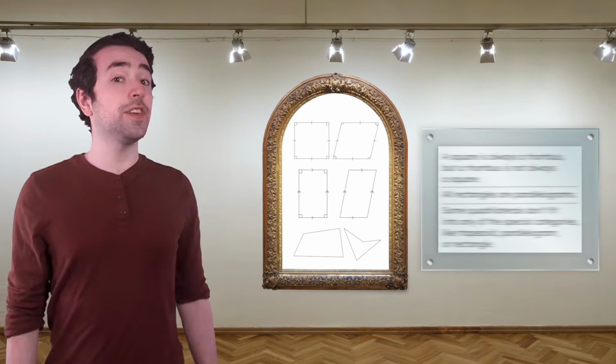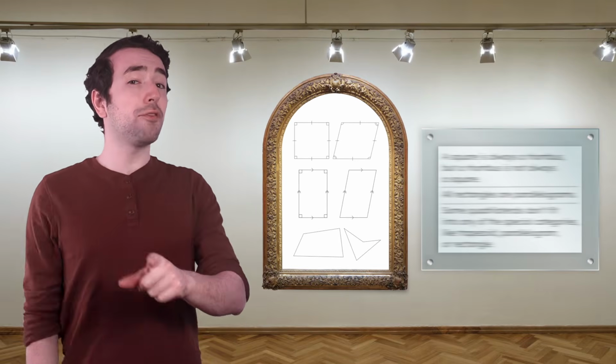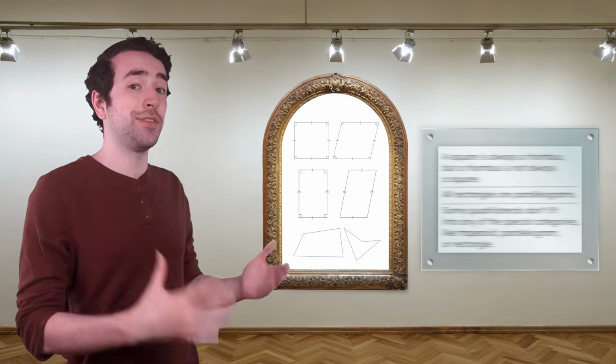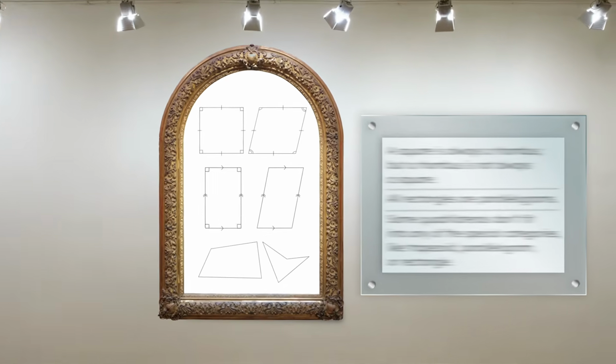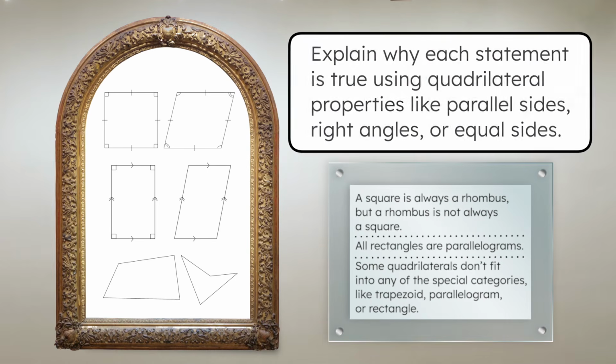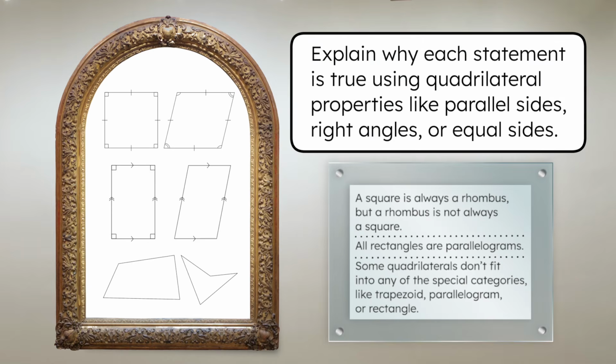The final display features statements about quadrilaterals, and every one of them is correct. But the museum needs our help adding explanations that tell visitors why each statement is true. These statements are: a square is always a rhombus, but a rhombus is not always a square. All rectangles are parallelograms. And some quadrilaterals don't fit into any of the special categories like trapezoid, parallelogram, or rectangle. Explain why each statement is true using quadrilateral properties like parallel sides, right angles, or equal sides. Pause the video here and record your explanations for each statement.